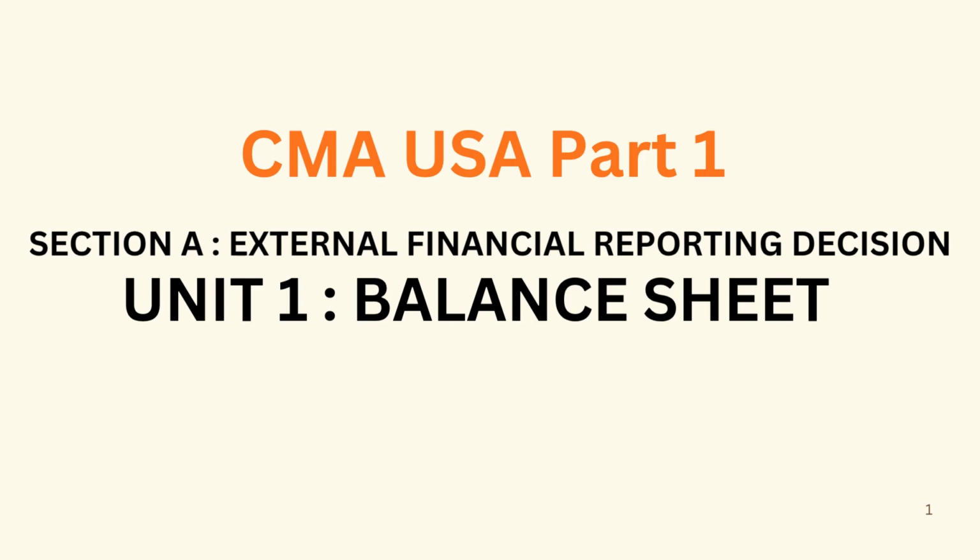In this video we are going to learn CMA USA Part 1, Section A External Financial Reporting. Unit 1 The Financial Statements. We know there are 5 financial statements. In this video we learn about balance sheet.